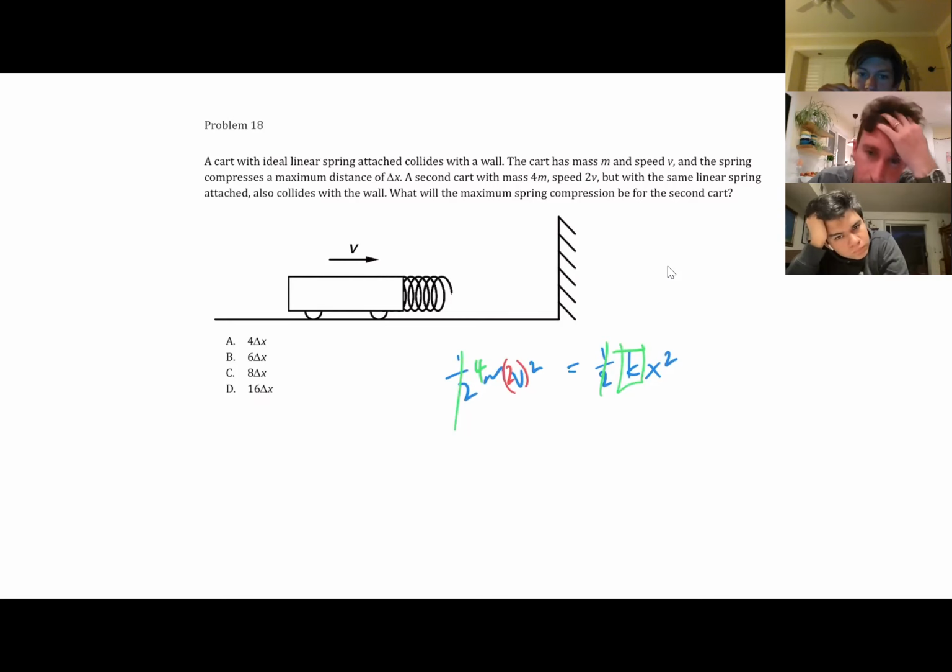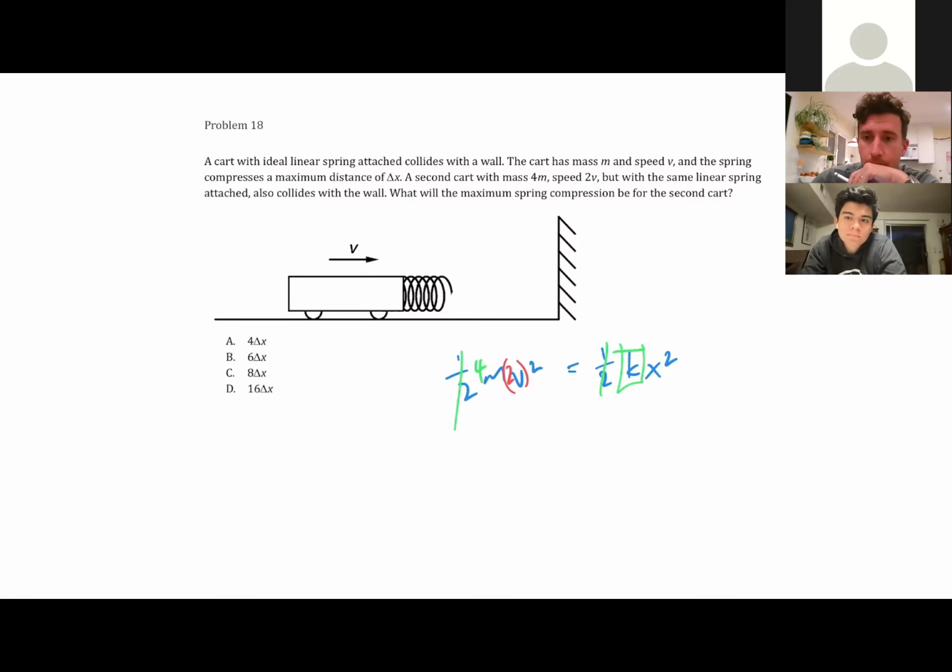All right, anybody got an answer and a justification? This one I definitely have to do on paper. I can't just logic this one. I calculated the kinetic energy of the second cart to be 16 times greater than the first cart. Which means that kinetic energy would be turned into spring potential energy 16 times greater, and therefore compressed 16 times more.